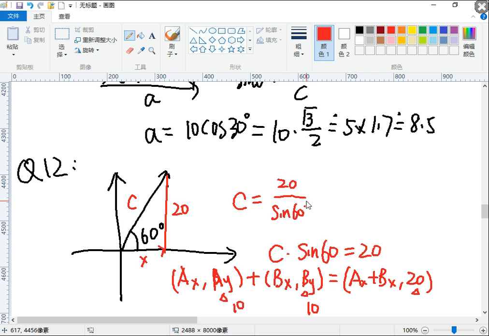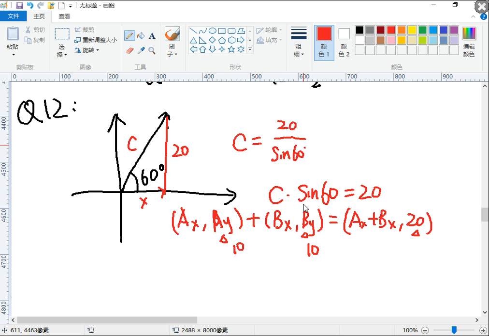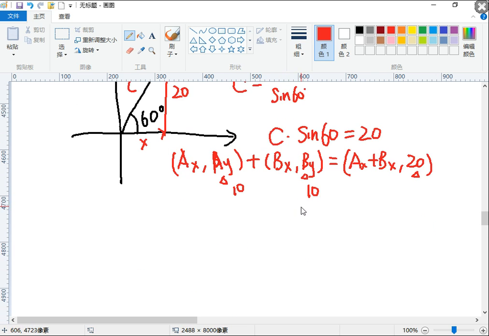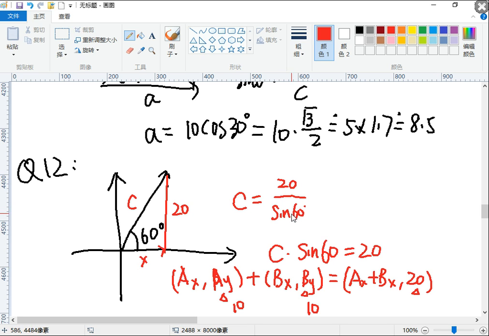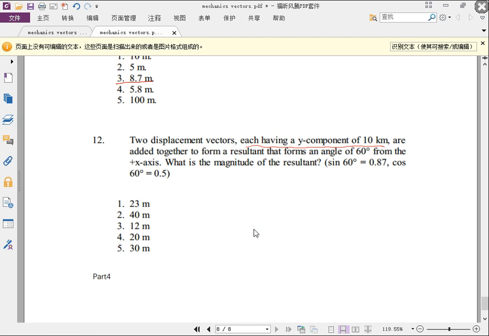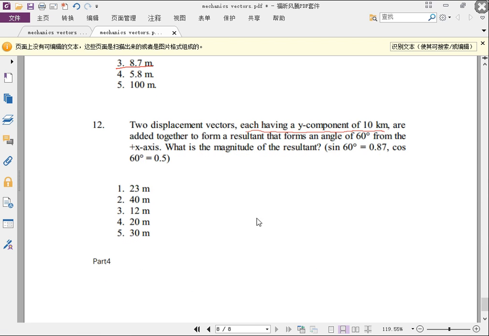Before you start to review SAT2 physics, you should be familiar with all of these simple vector algebra. Okay, and that's all for part 3. If you are not familiar yet, don't go on. Just make sure you understand everything. And that's all for vector.